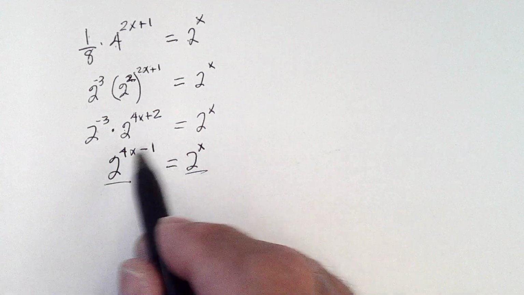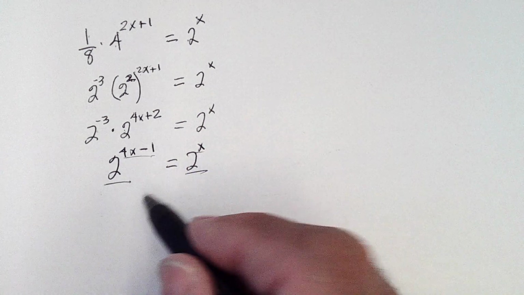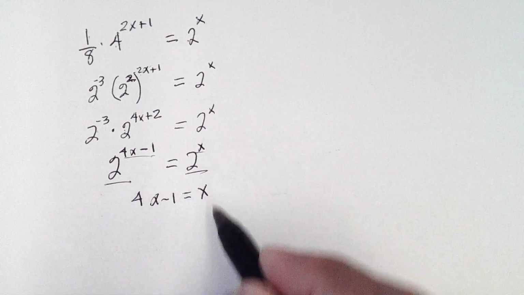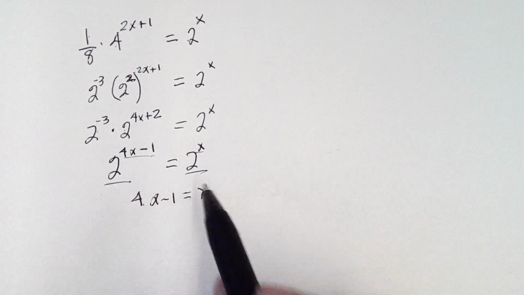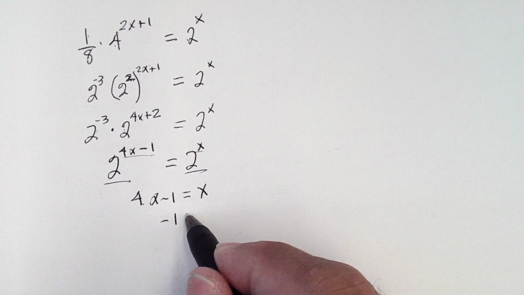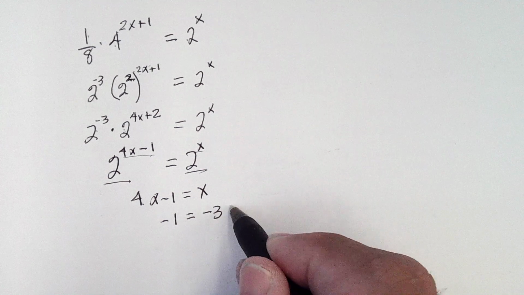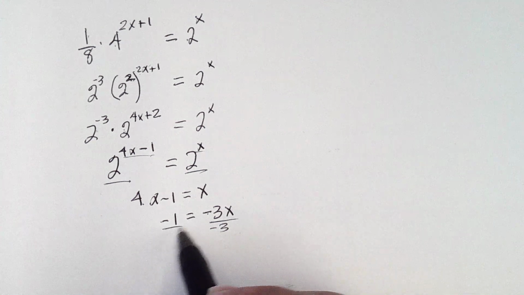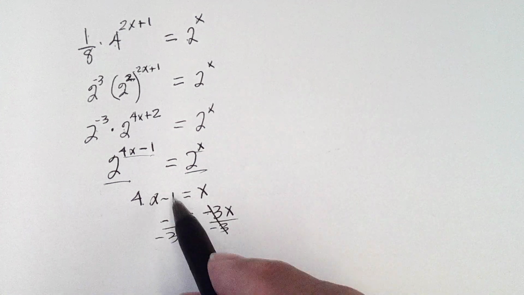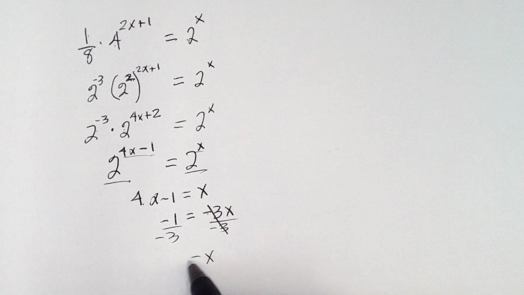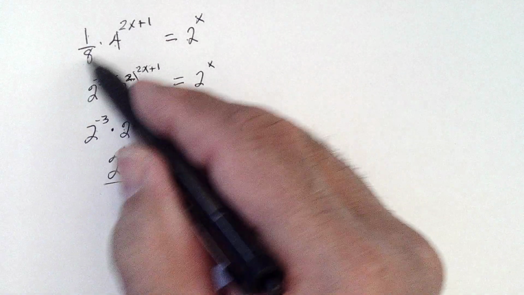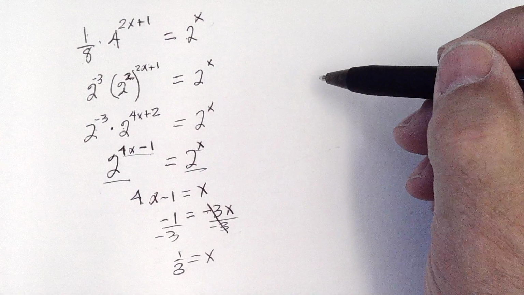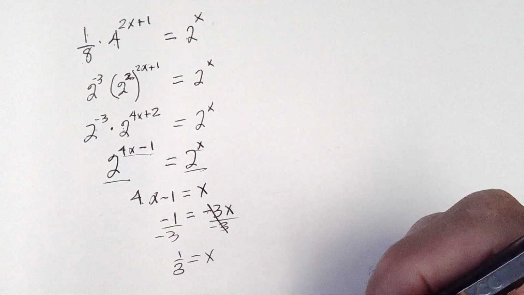Same base, so the powers must be the same. So 4x minus 1 has to equal x. If I subtract 4x from both sides, I get minus 1 equals minus 3x, and divide by negative 3, and x equals 1/3. And that's what would make these equal. Now, what's this got to do with logs?